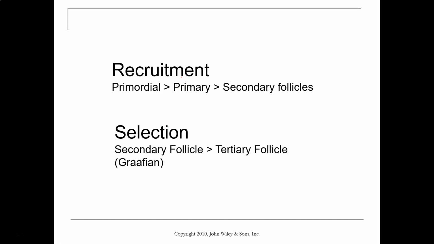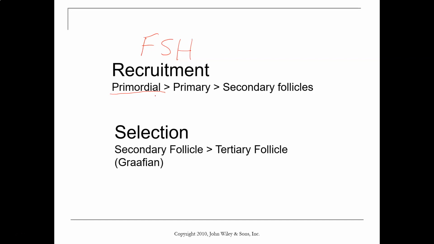So basically, recruitment is what happens at the beginning of let's say a 28-day ovarian cycle. So at the beginning of the cycle, the main hormone behind recruitment is FSH. So the pituitary needs to release FSH. It goes to the ovary, and it recruits several primordial follicles.